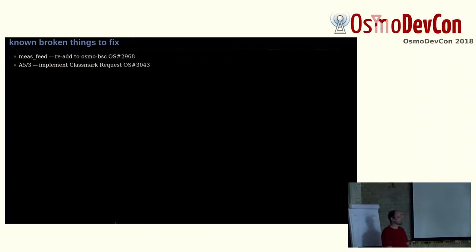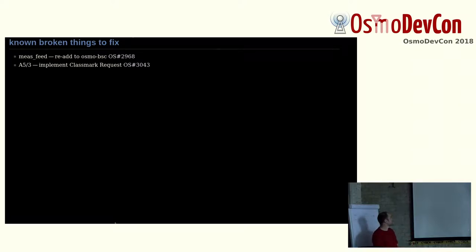So before, we didn't really check whether the phone supports A53 or not. We just assumed if the network configures A53, then, well, let's use it. But now we actually try to check the class mark that the subscriber sent and see, well, does it support A53? And if not, then don't use A53.